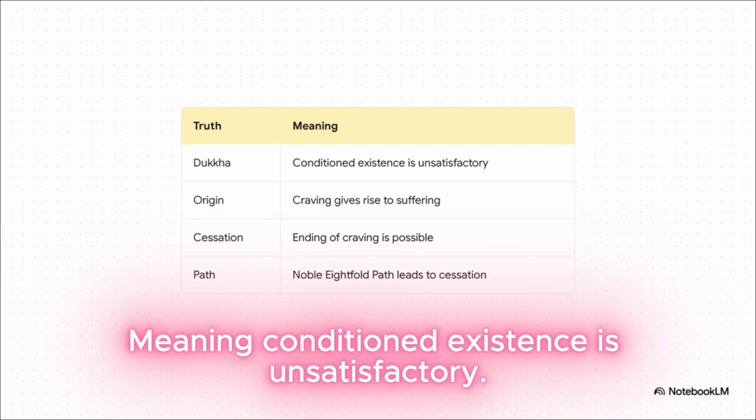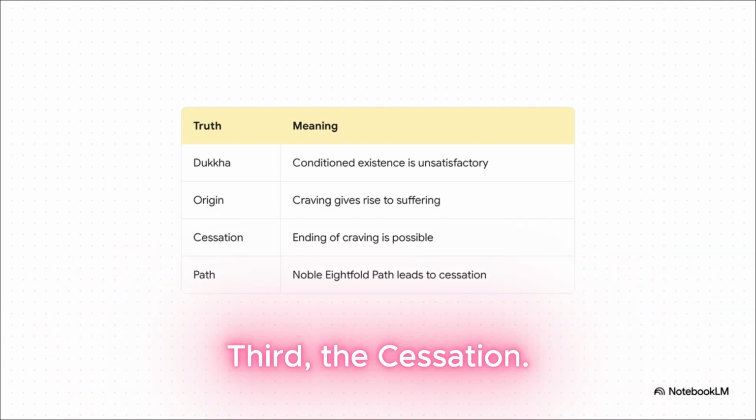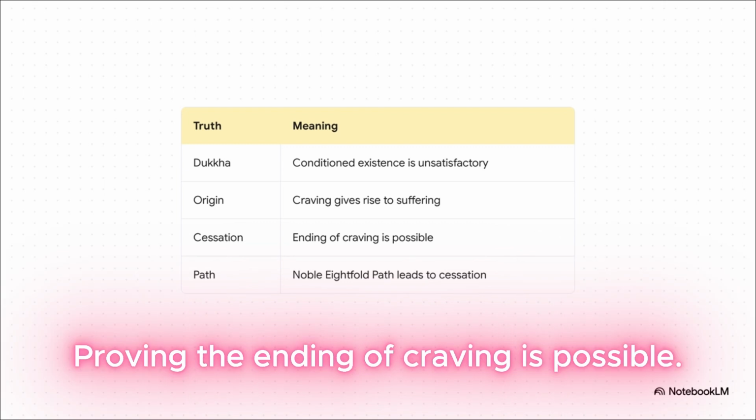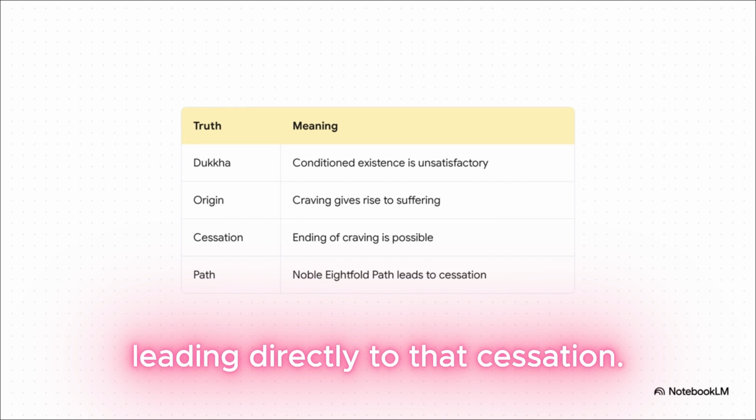First, you have dukkha, meaning conditioned existence is unsatisfactory. Second, the origin, showing that craving gives rise to suffering. Third, the cessation, proving the ending of craving is possible. And finally, the path, which is the Noble Eightfold Path leading directly to that cessation.